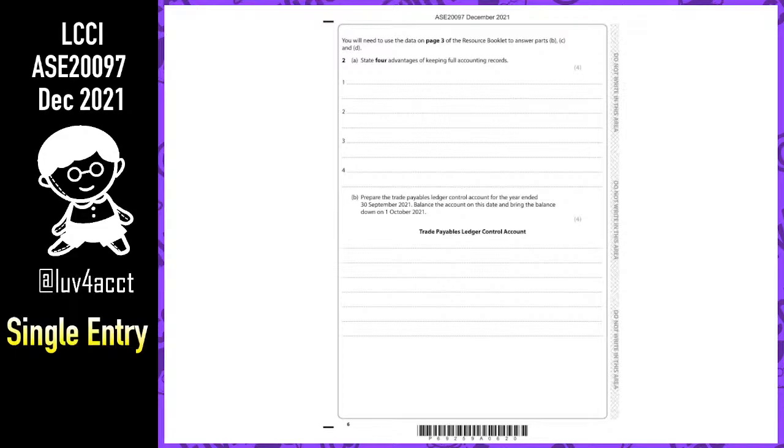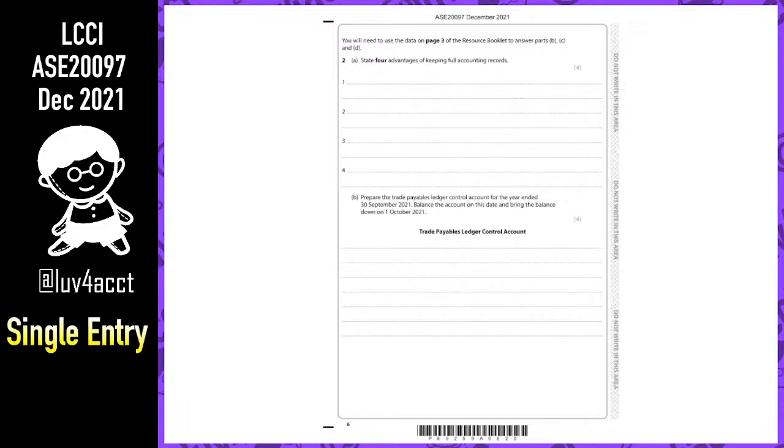What we have to do: state 4 advantages of keeping full accounting records. Okay, 4. This time it is really something. 4 advantages. Usually you are only asked to give 2, but then you need 4. So we have to be prepared.